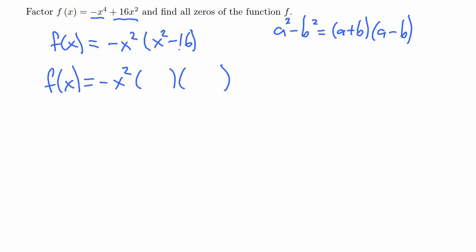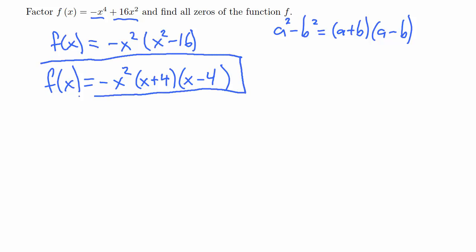So the factorization of x squared minus 16, well, ask yourself what's the square root of x squared? The answer is x. Plus, what's the square root of 16? 4. And then rewrite this again, but instead of a plus, use a minus. And there you go, that's the factorization. Negative x squared can't be factored any further. x plus 4 can't be factored any further, and x minus 4 cannot be factored any further. Therefore, none of this can be factored any further, which means this is the factorization of negative x to the fourth plus 16x squared.